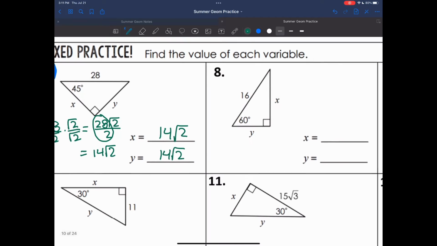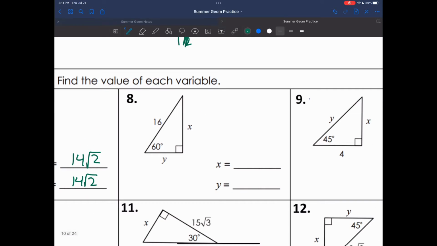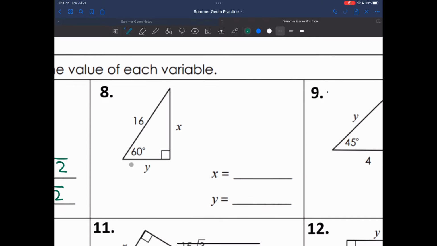Okay, number 8, we got our first 30, 60, 90 triangle on the page here. Here's a 90, here's a 60, which means the 30-degree angle has to be right here if you want to write that in. Now, this would be my short leg down here because it's opposite my 30-degree angle. And I always want to find this one first if they don't give it to me. Now, they do give you the hypotenuse. And if you remember, the hypotenuse is always double my short leg. So my y has to equal 8. So we can find that pretty quickly.